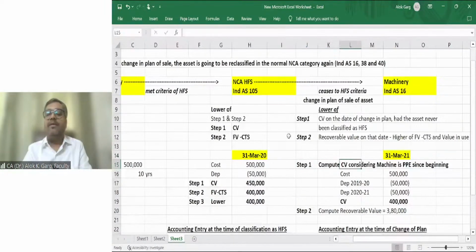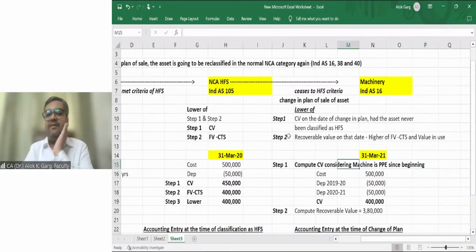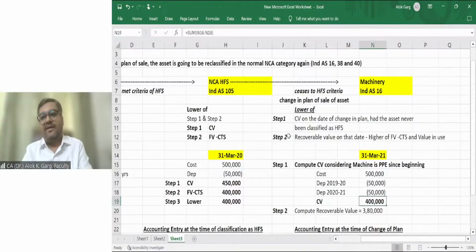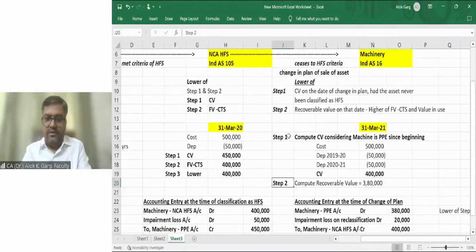Step number one, compute carrying value considering machine is PP since beginning. There was no non-current asset held for sale. What was the cost? Cost was 5 lakh. What is the depreciation? Depreciation was 50,000 for 1920. For 2021, the depreciation is again 50,000. What is the carrying value? Carrying value is 4 lakh, right? Simple, we have computed the carrying value. Step number two, compute recoverable value. Recoverable value is 3,80,000, right?